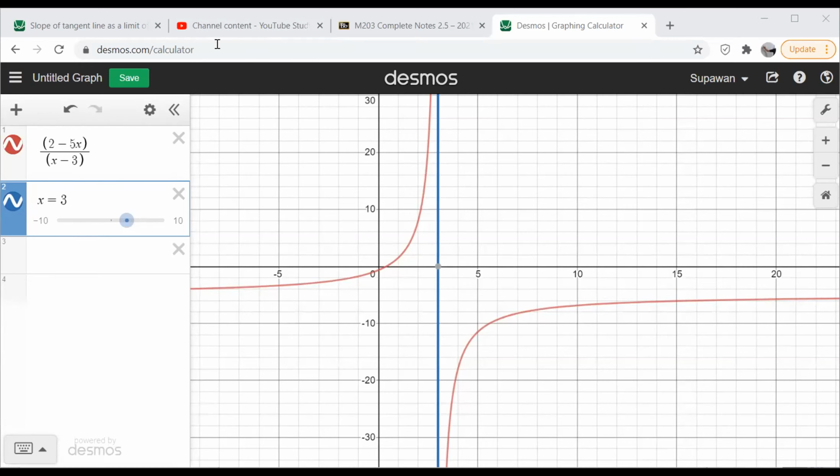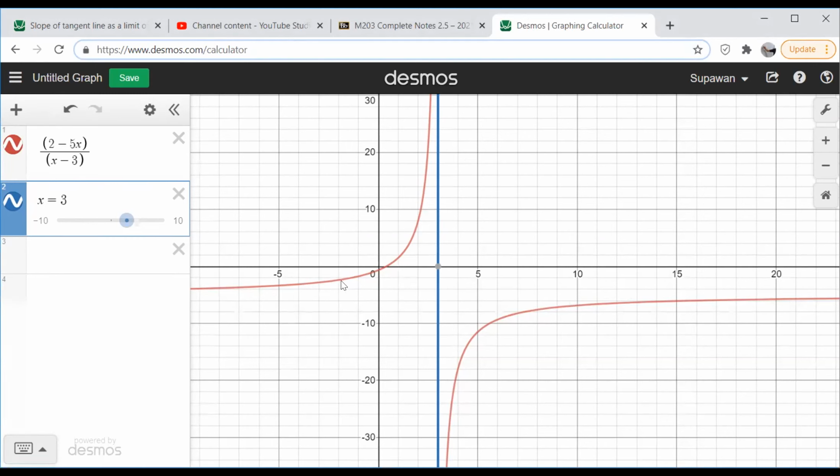I usually use desmos.com as the quick, handy web-based graphing calculator. So I put in the function (2 minus 5x) over (x minus 3), and you see the red curve represents the graph of the function f of x. And the vertical line x equals 3 is a vertical asymptote.